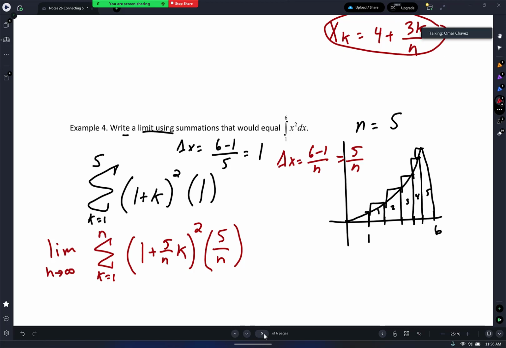Now notice, you can always do this. If you want to, x of k is always going to be your a, which is where you start, plus k times delta x. No worry, I just erased that sign, whatever. It's always that. It's always, always, always. But I don't want you to be a robot. Does everyone know where this is coming from?